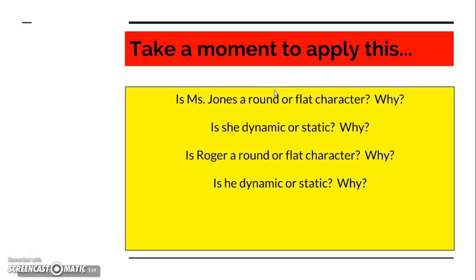Look at your worksheet. The first question, is Miss Jones a round or a flat character? Please explain why. So you're going to want to explain whether she's well-rounded, whether she has a lot of qualities, or if she's mostly one-dimensional, with one dominant quality. Also, you want to think, is she dynamic or static, and explain why. So does she change, or does she kind of stay who she is at the beginning? And please explain what you see that would support your answer.